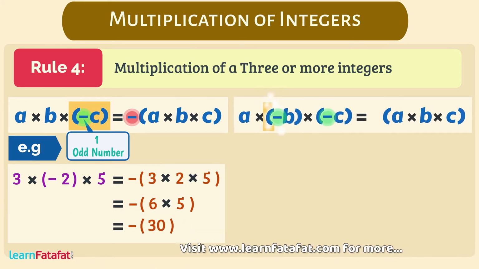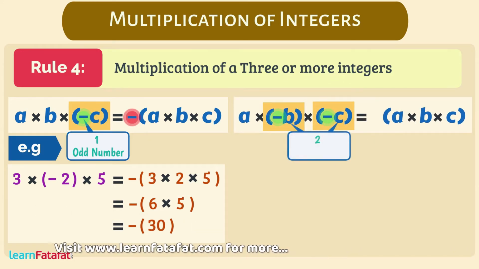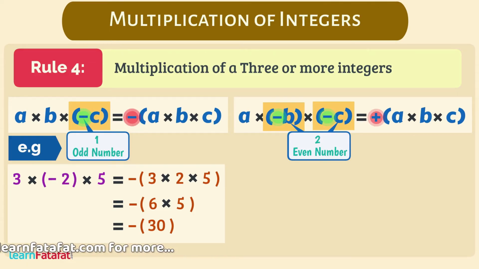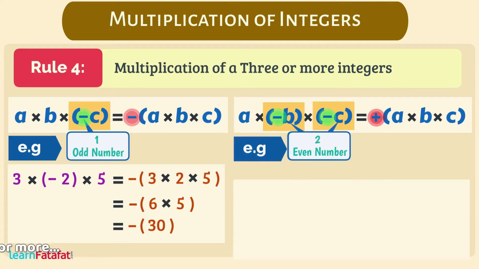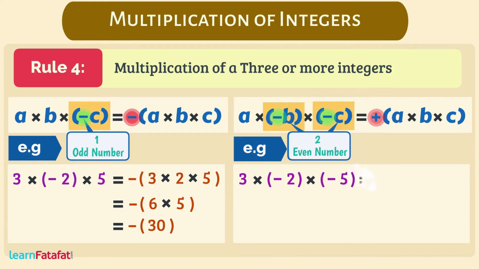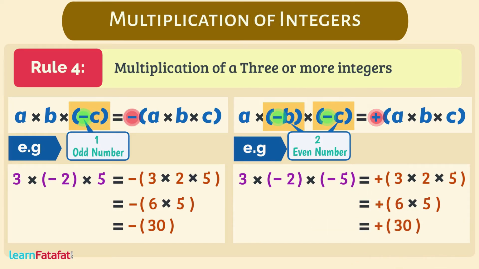But if the number of negative integers in the given problem is even, then give positive sign to the product. For example, 3 into minus 2 into minus 5 is equal to plus 3 into 2 into 5, which is equal to plus 6 into 5, which is plus 30, or simply 30.